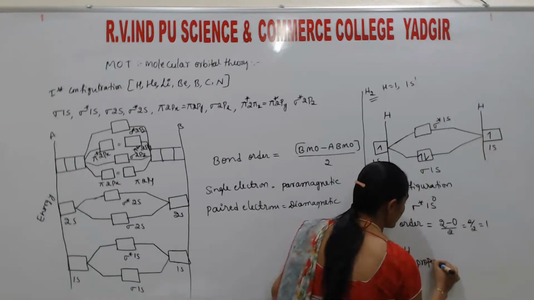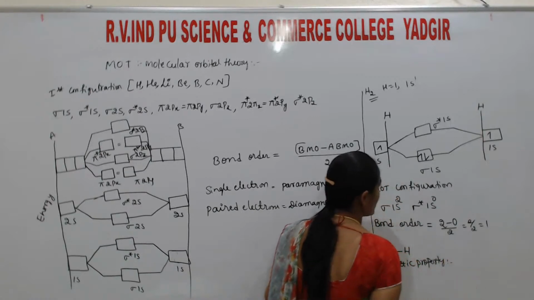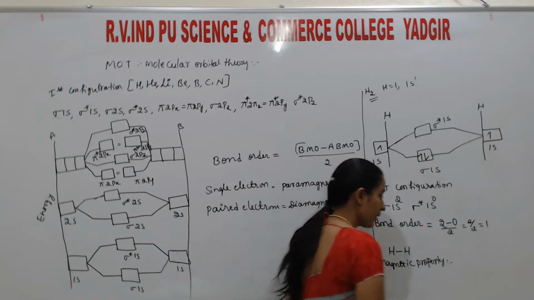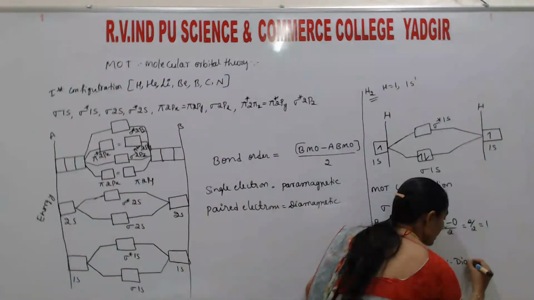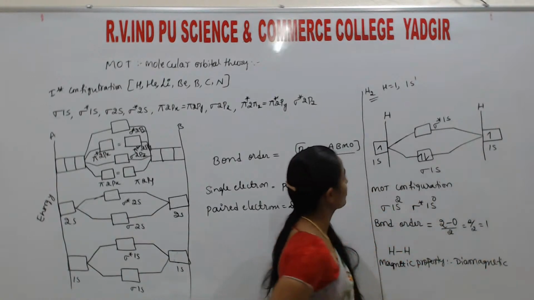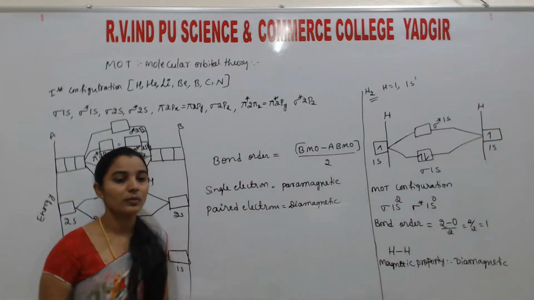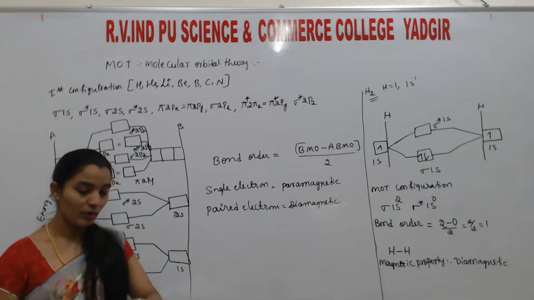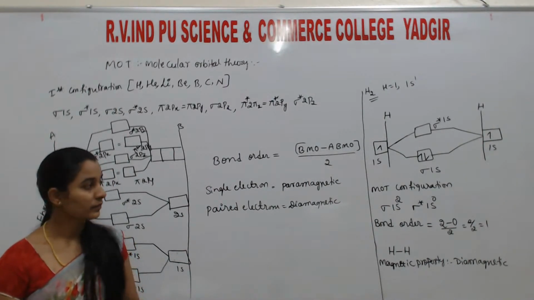These are 5 points you should write. So whether this is paired up or simplified? Paired up means this is diamagnetic. These are the points you should write. This is very important theory to study about the molecular orbitals. Are you getting?